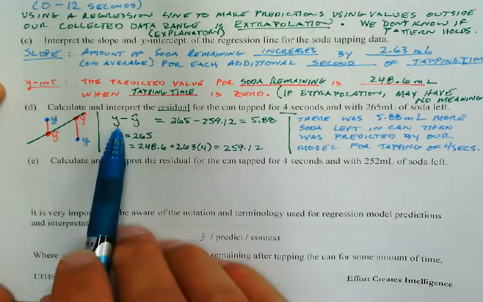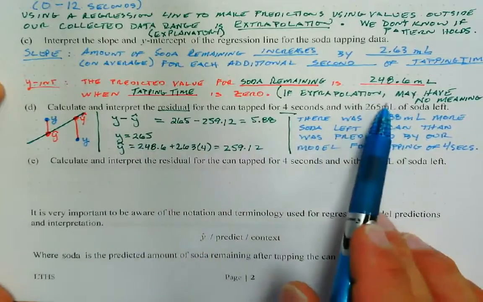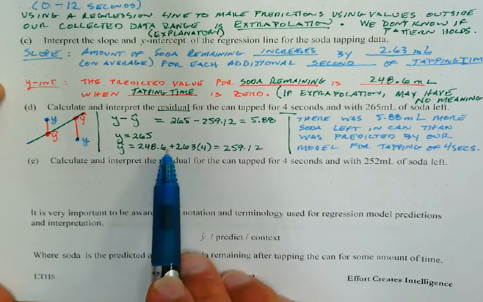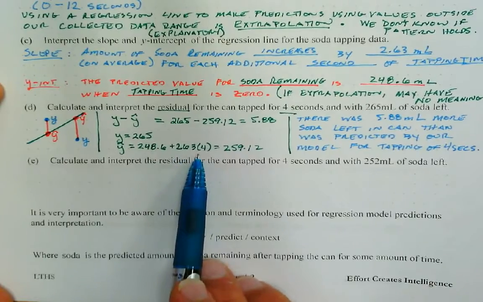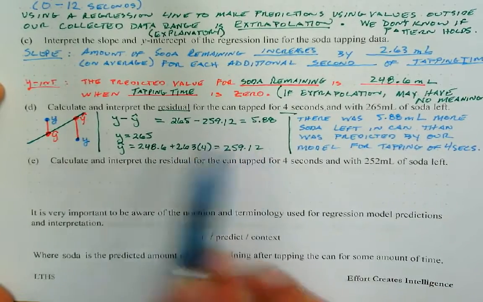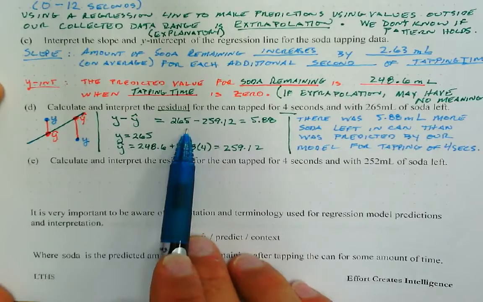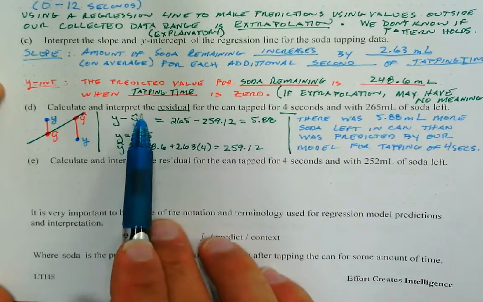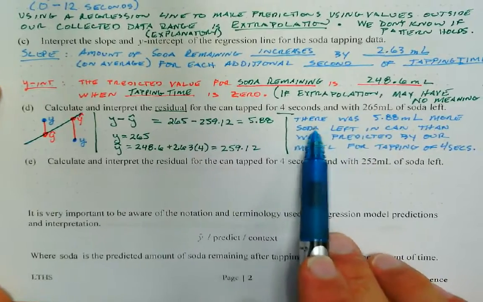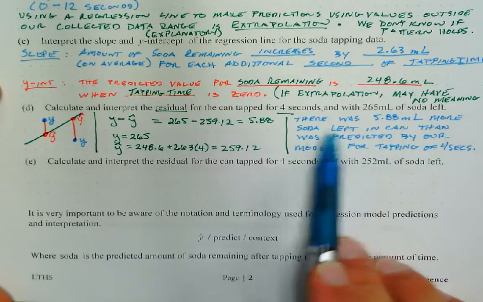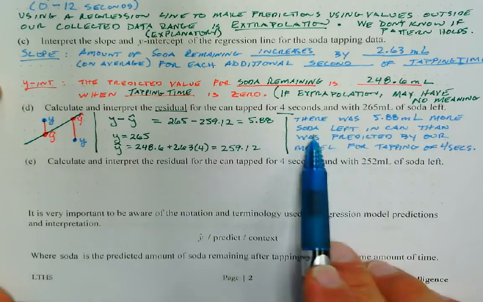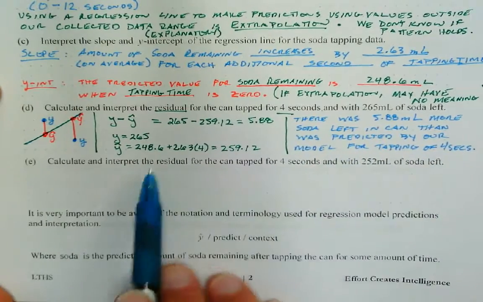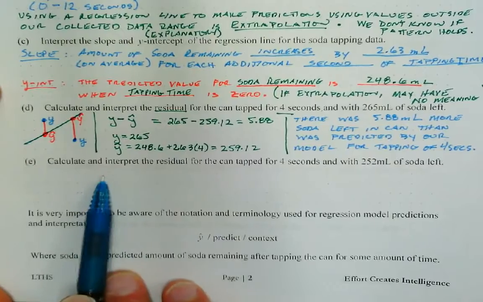So if I want to calculate y minus y hat, in this situation, y is 265, y hat is 248.6 plus 2.63 times 4, which is 259.12. So y minus y hat is 265 minus 259.12, which is 5.88. What is the interpretation? There was 5.88 milliliters more soda left in the can than was predicted by our model for tapping of 4 seconds. Use the same idea to try E.